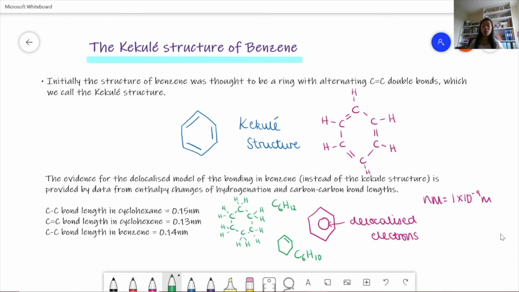So it's a bit smaller than the carbon-carbon single bond. And this is because the bond's stronger between the 2 carbons, and so it kind of pulls the 2 carbons in. And so this is why the bond length is smaller. But when we look at the carbon-carbon bond length in benzene, so we're now looking at the delocalized model of benzene, we have that the carbon-carbon bond length is 0.14 nanometers. So we can see that this is between a carbon-carbon single bond length in cyclohexane and a carbon-carbon double bond length in cyclohexene. And so this kind of supports the idea that we've got this delocalized model.